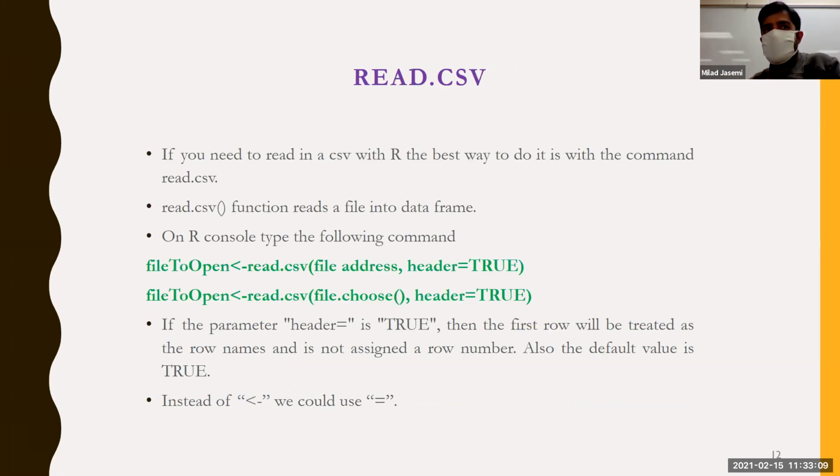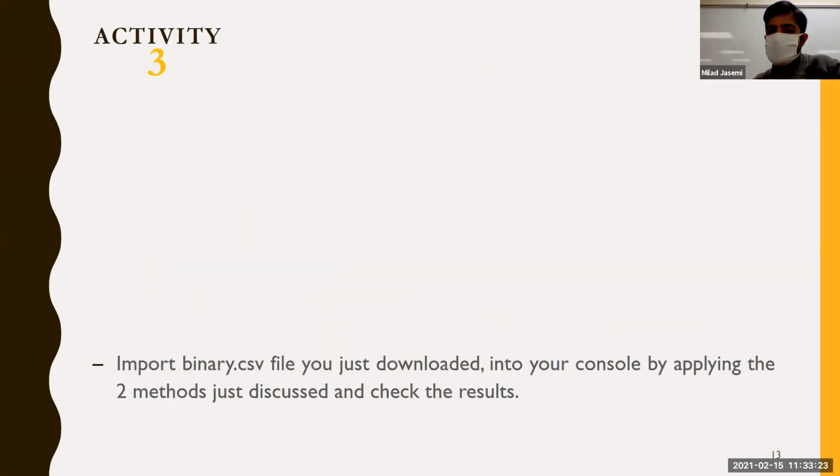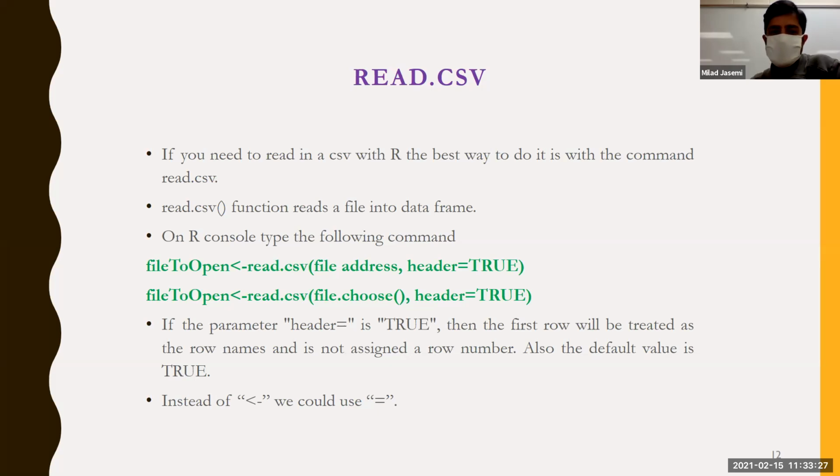Okay, now you have the address. How do you get the file into R? If you need to read in a CSV with R, the best way to do it is with this command, read.csv. That's it, read.csv. The function reads a file into a data frame. Data frame is the expression we use when you get data from your computer. The most preferable format is data frame, and by default this command makes it a data frame. On our console, type the following command. So now we are seeing the commands that we are going to practice in the next slide.